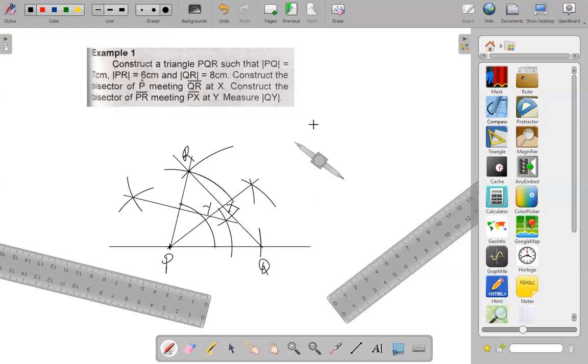And the question says measure QY. Measure QY, that is from this angle here to this angle here, we have to measure it. Now for real life construction, to get accurate measurements, use a divider. You place one leg of the divider on point Q, where I'm hovering my mouse now. Place the other leg of the divider on this point, and then take it to your ruler and measure it. Make sure you don't close or open the divider.